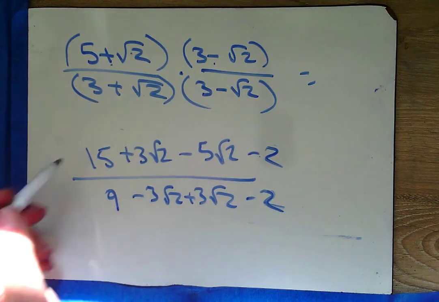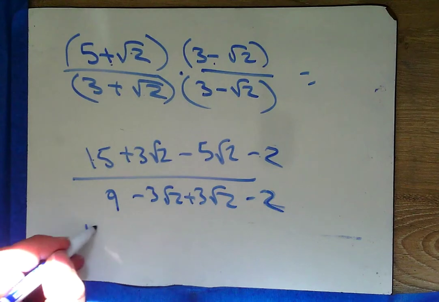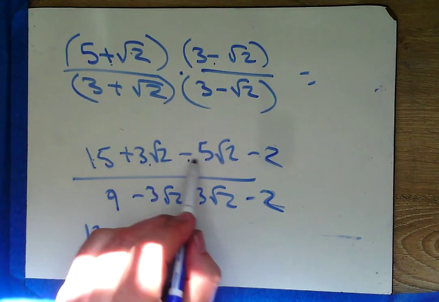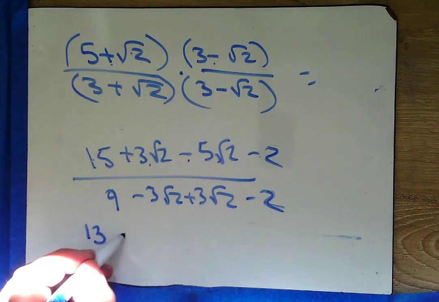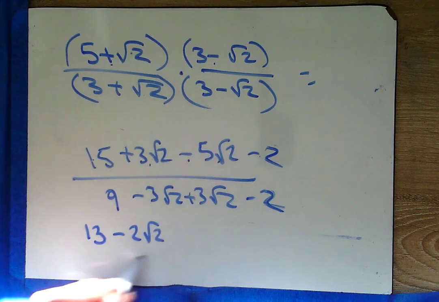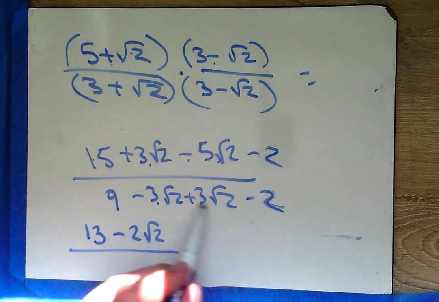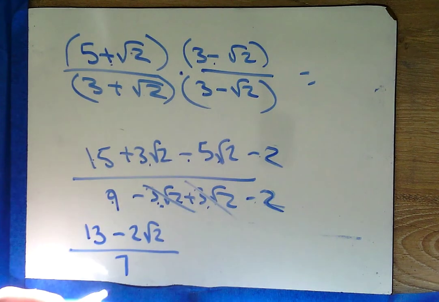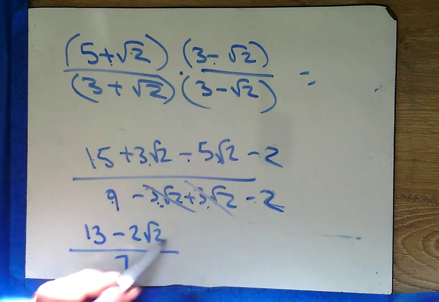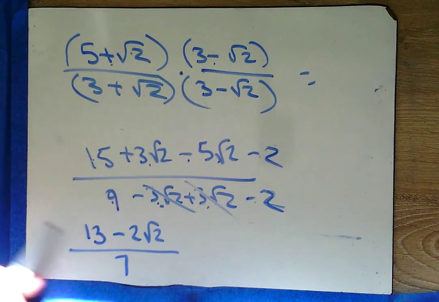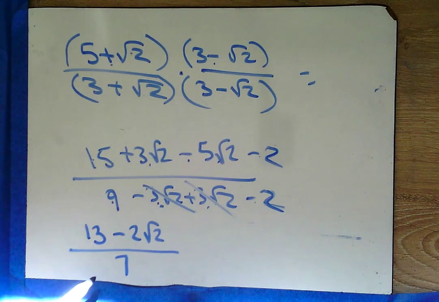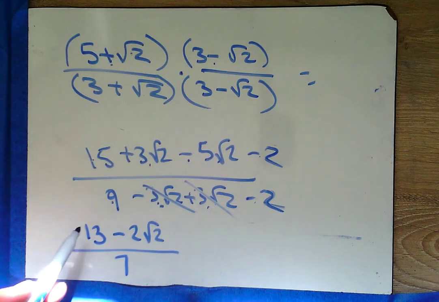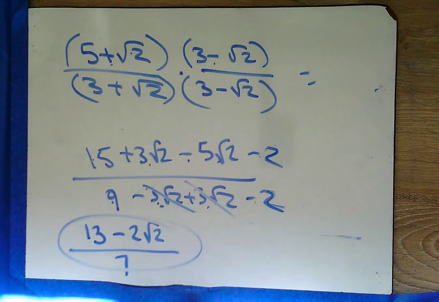So we can tidy things up. 15 minus 2 is 13. 3 root 2 minus 5 root 2 is negative 2 root 2. And on the bottom, these middle terms cancel each other, and we have 9 minus 2, which is 7. Is there anything I can GCF factor out at the top so I could cancel with that 7 on the bottom? No, I don't see anything there either. So this is as far as we're going to go.